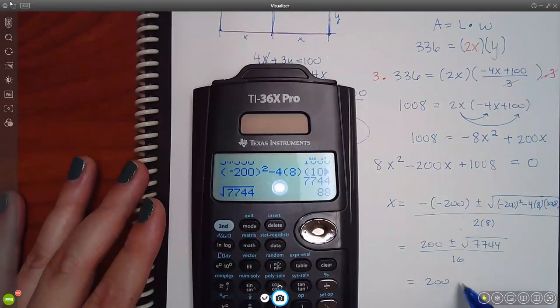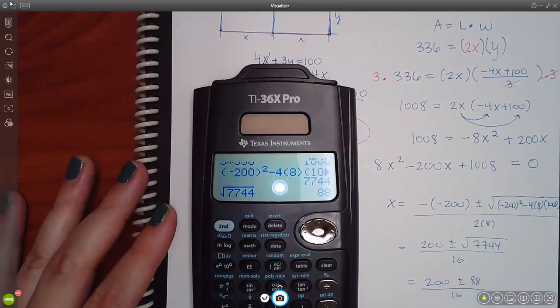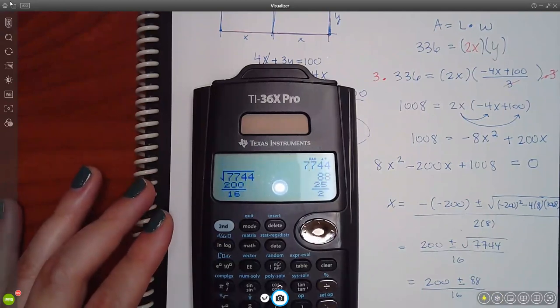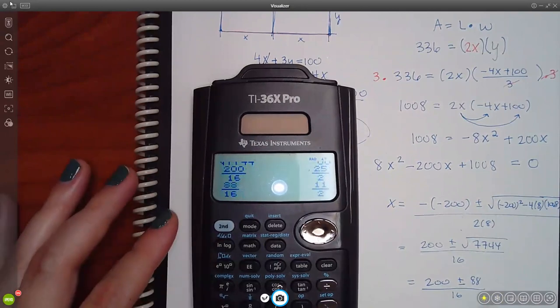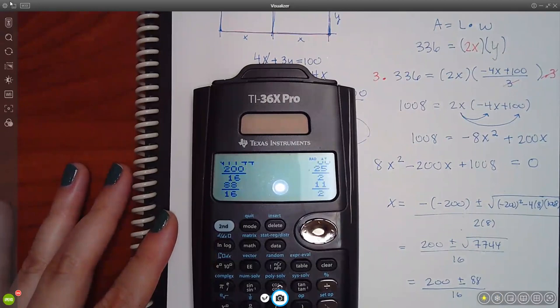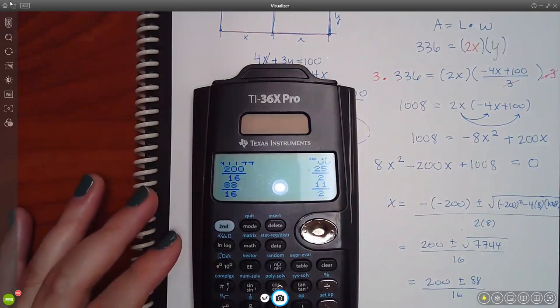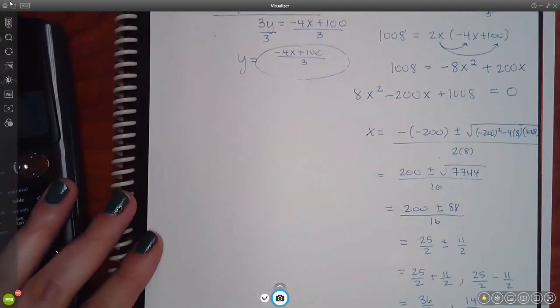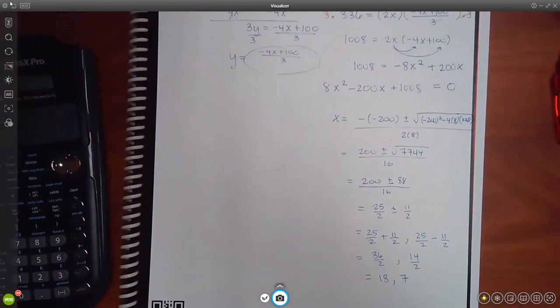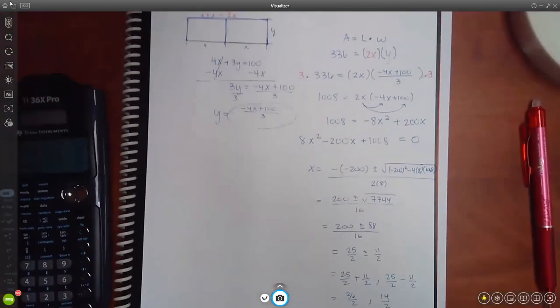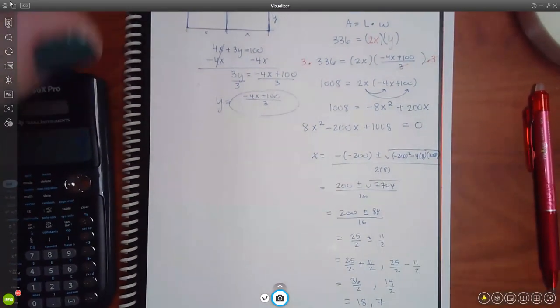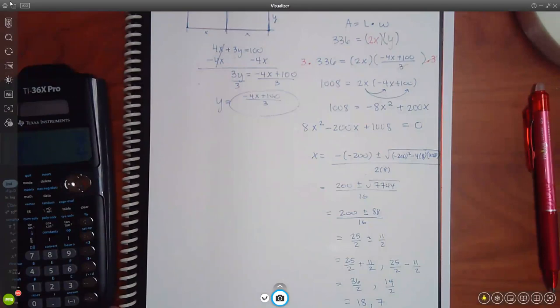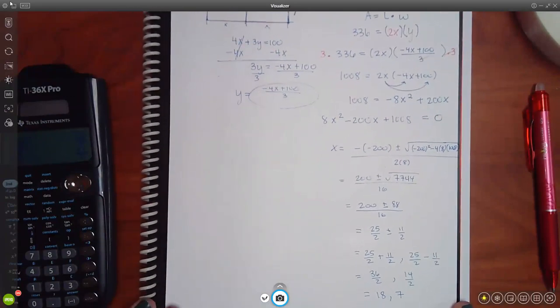Oh, wow, there is. So then I get 25 over 2 plus 11 over 2, or 25 over 2 minus 11 over 2. So I get 18 and I get 7. So I actually get two answers that sound like they could be it, right? I didn't get negatives this time. How do I know which one's the actual answer? Let's go see what happens.